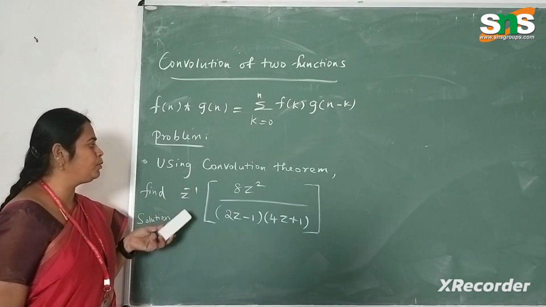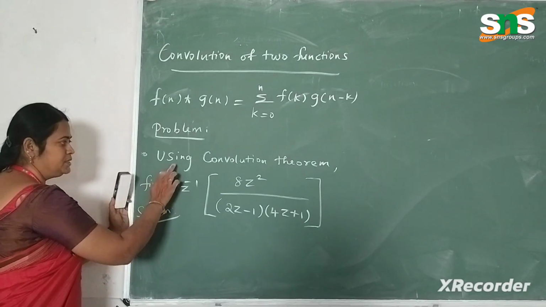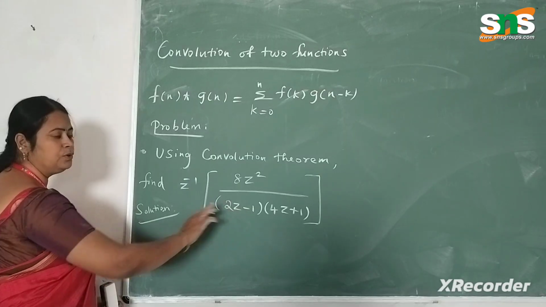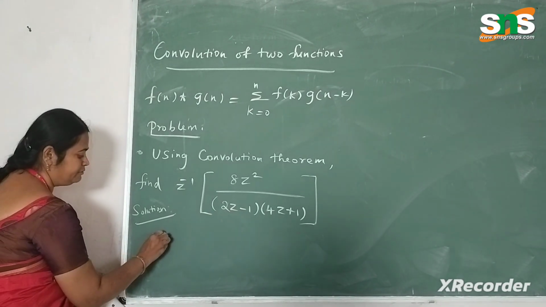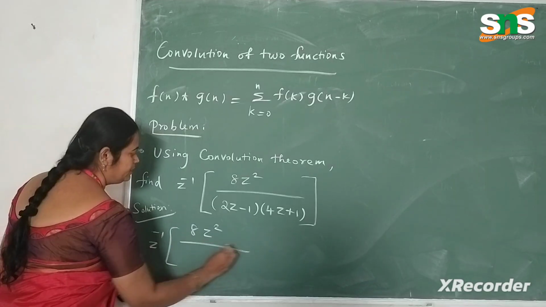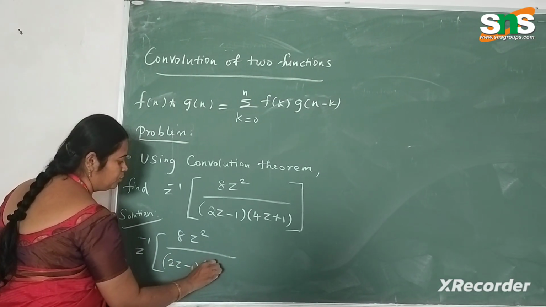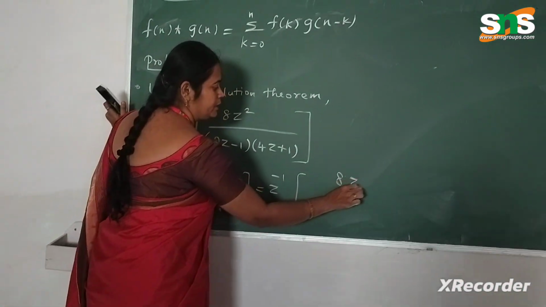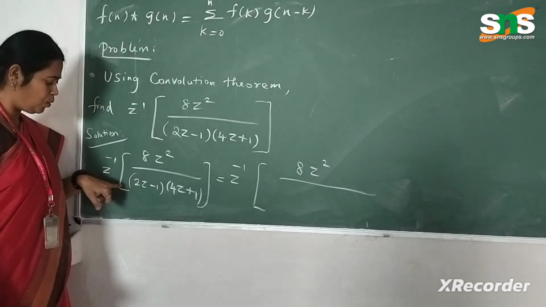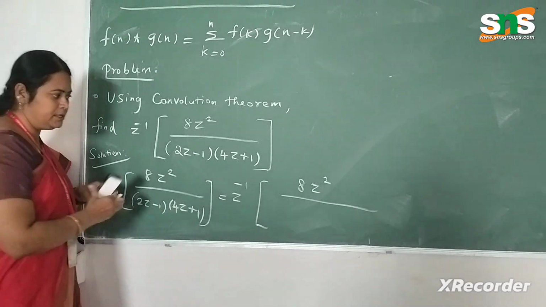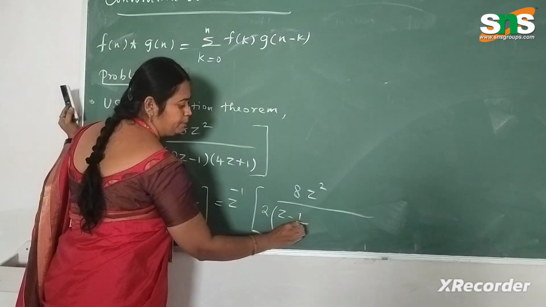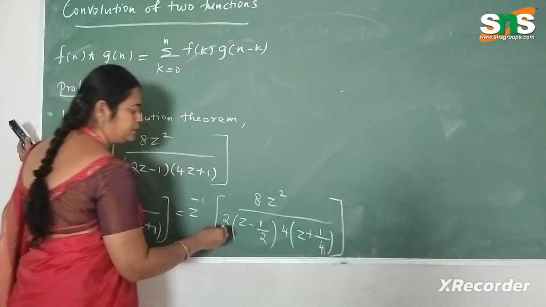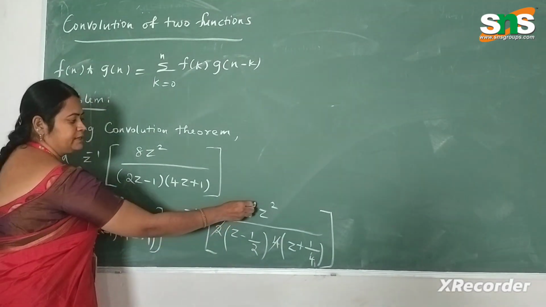Now let us see a problem using this convolution theorem. The question is, using convolution theorem, find z inverse of 8z square divided by (2z minus 1) into (4z plus 1). Let me take the left hand side as z inverse of 8z square divided by (2z minus 1)(4z plus 1). That equals z inverse of 8z square divided by, let me take this 2 outside and this 4 outside, so you get 2 into (z minus 1 by 2) and 4 into (z plus 1 by 4). So 2 into 4 is 8, that will cancel with this 8.